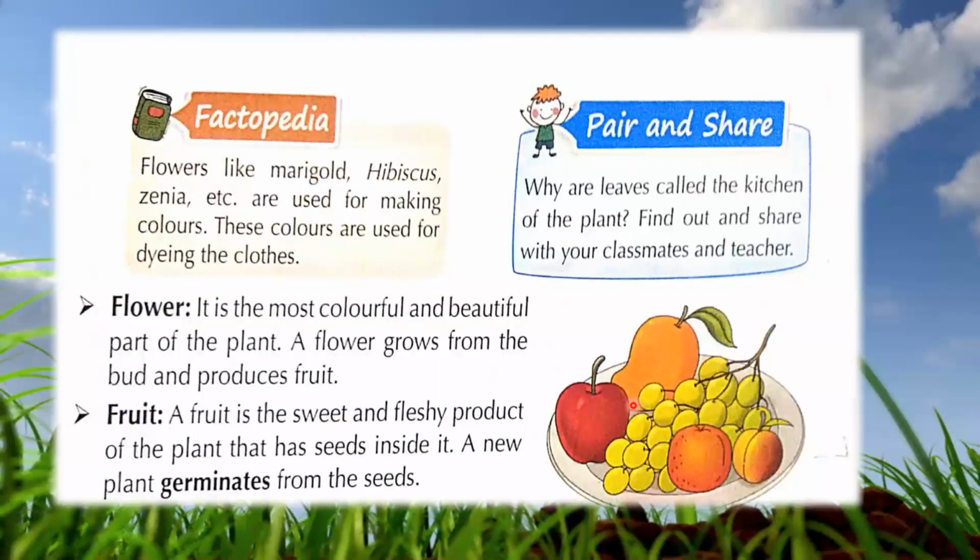Next is Factopedia. Flowers like marigold, hibiscus, zinnia, etc. are used for making colors. These colors are used for dyeing the clothes.